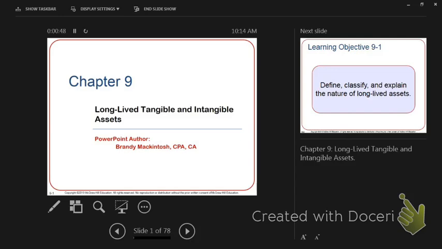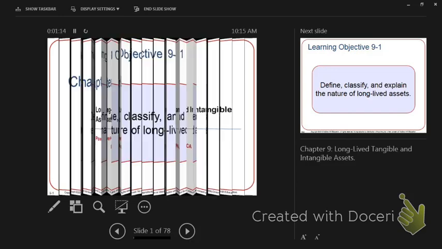All right, so this chapter we're going to spend most of the time on tangible. You're going to need to know what intangible is, but there won't be any problems on intangible. There could be an intangible journal entry, but it's more going to be a couple of multiple choice. The majority of what you're going to spend time on, and your problem, is going to be on tangible. So give me an example of a tangible asset.